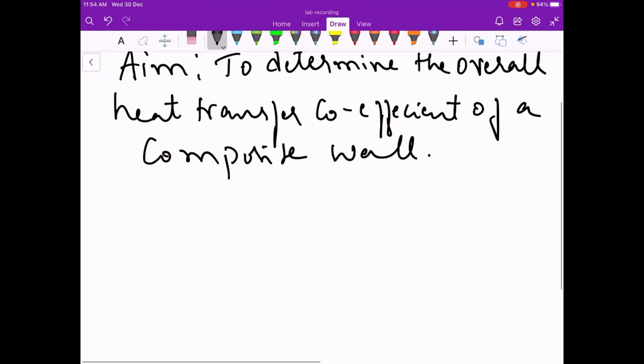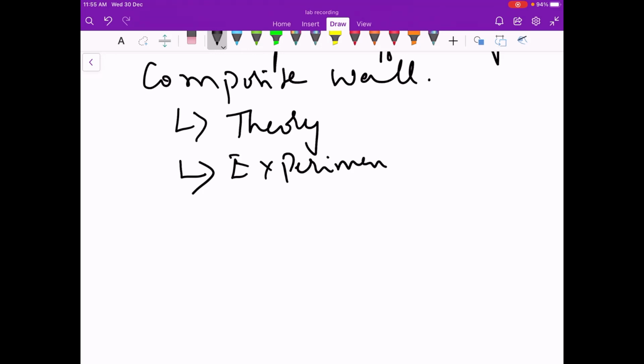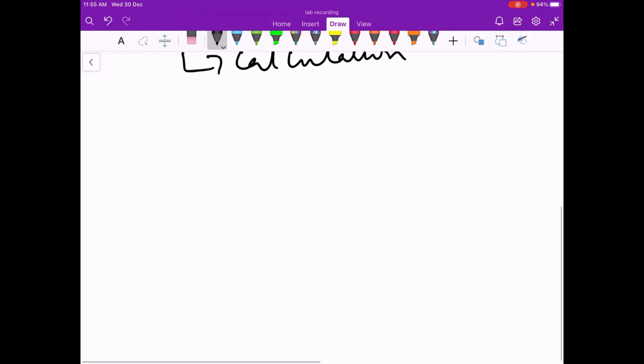So similar to the previous video, we will first concentrate on the theory part of it. Then we will try to understand the experimental setup, and then comes the calculation part. Okay, now coming to the theory part of it.